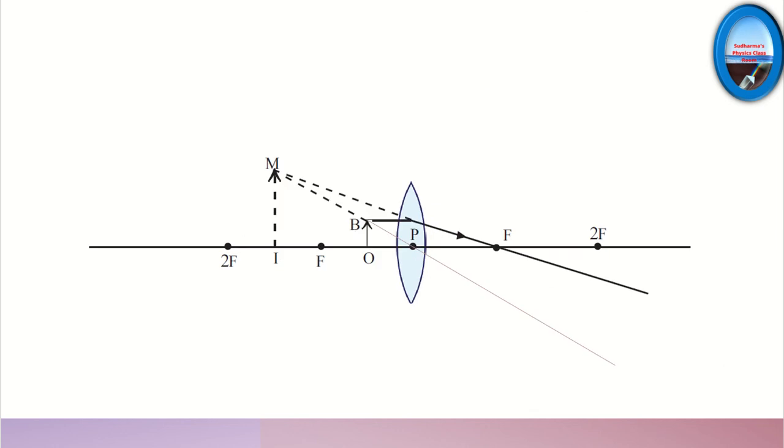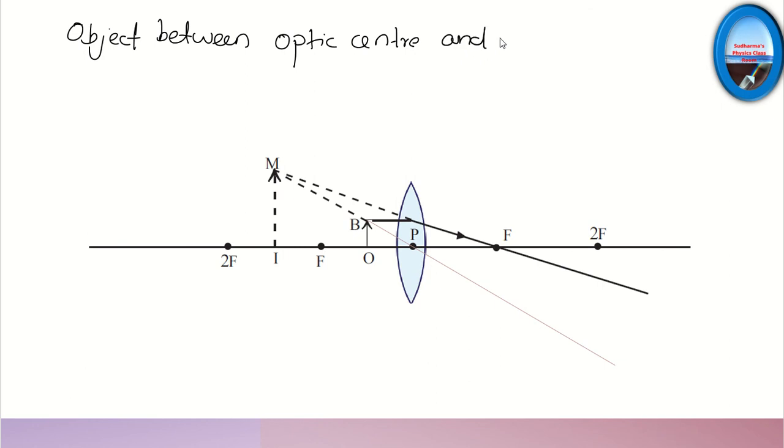Now comes the next object position: object between the optical center and the focus. So here what happens? This is a special case of the convex lens. Throughout these ray diagrams, we have seen the convex lens forming a real image. Here we are going to see a special case, that means the convex lens is going to form a virtual image.